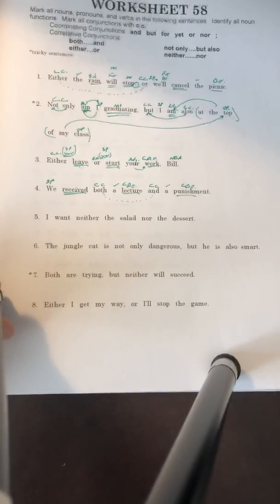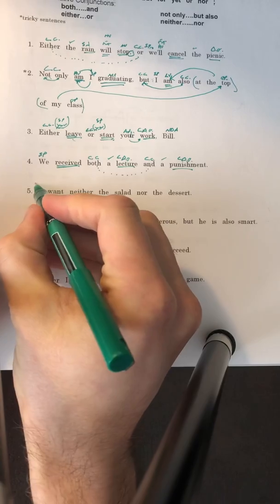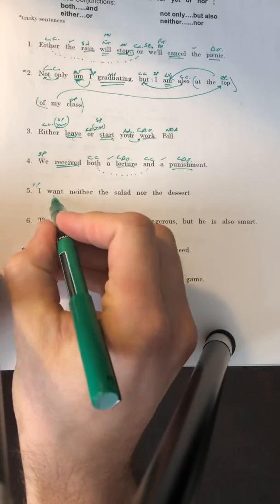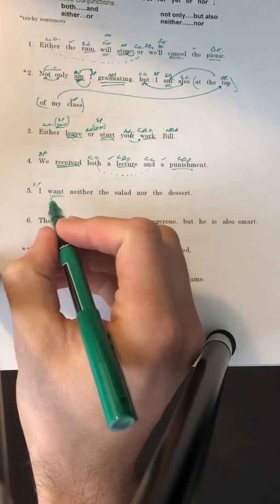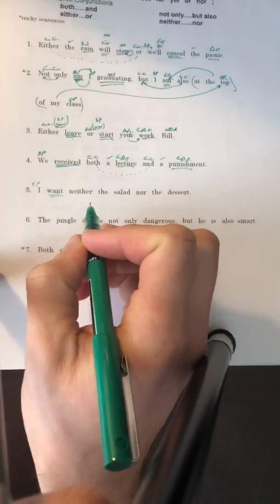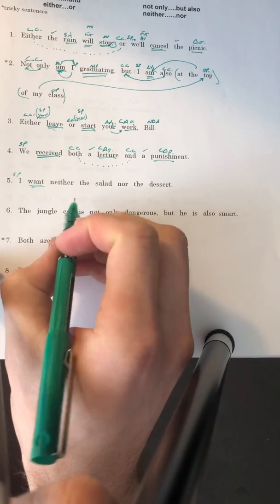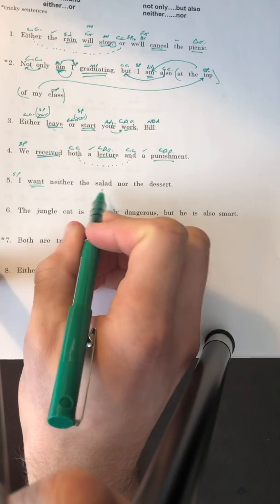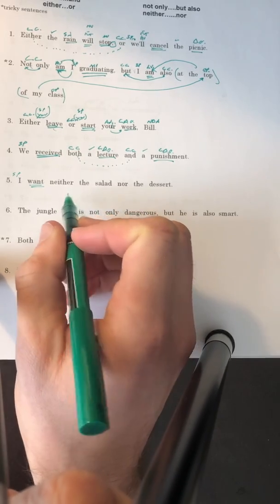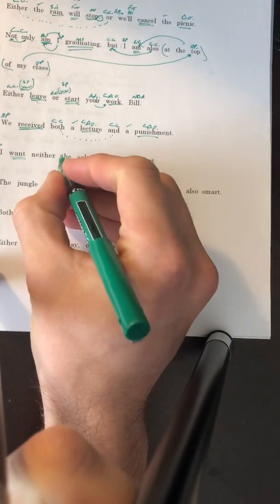So number 5 here on worksheet 58 says, I want neither the salad nor the dessert. So we have easily here a subject pronoun at the beginning and the verb. Want is the verb. Who or what wants? I want. I want what? I want the salad, the dessert. All right. Correlative conjunction with neither nor, which actually negates it as well. So it's not actually that you want that salad or dessert. So that's actually what's going on here.